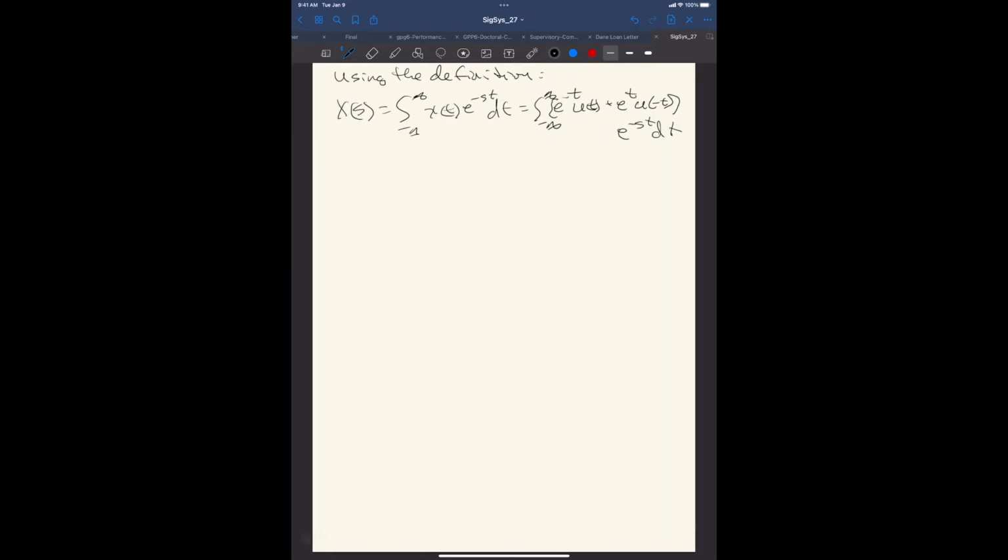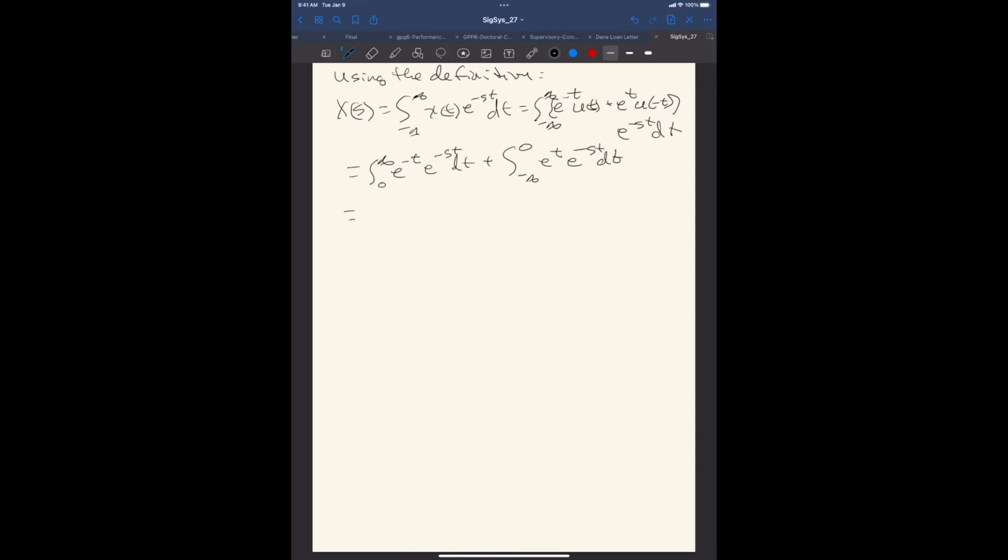Clearly, I should break that up into two parts. The first part is the integral from 0 to infinity of e to the minus t. The u of t is what changed the limits, because u of t is 0 for all the negative parts. And then I have my e to the minus st dt. And then I have the second part. Again, I have u of minus t, so I only get the part of t that's negative. And now I have e to the t, e to the minus st dt. I have those two parts.